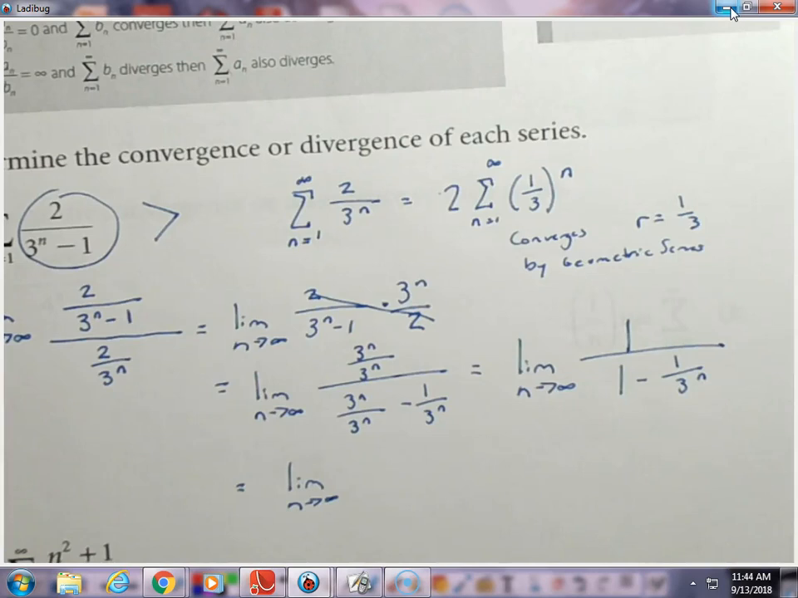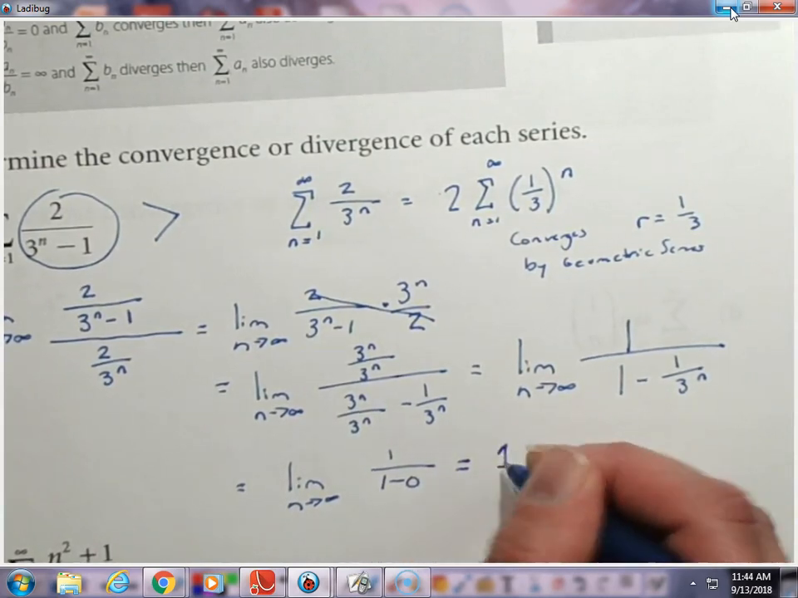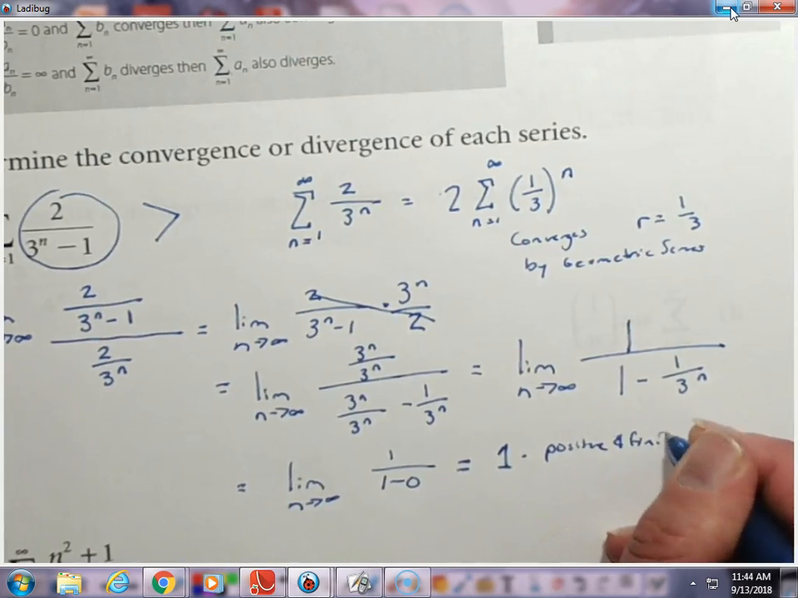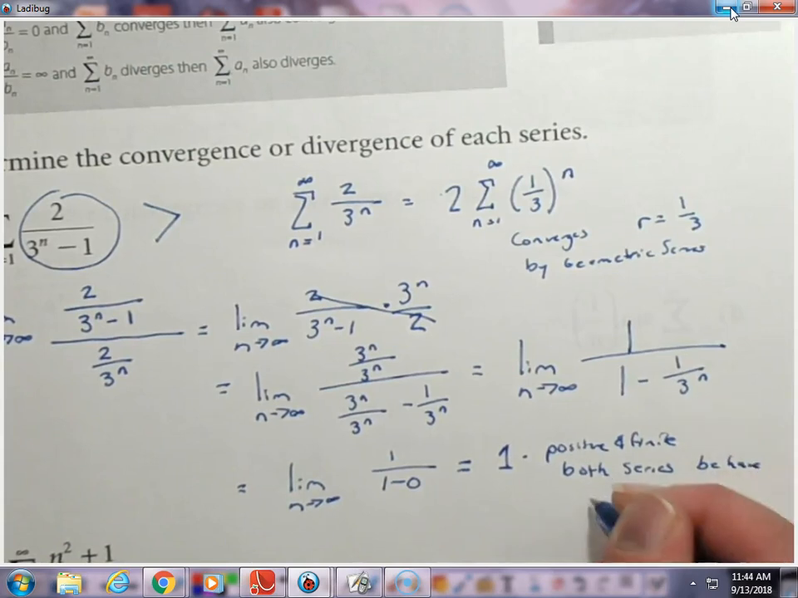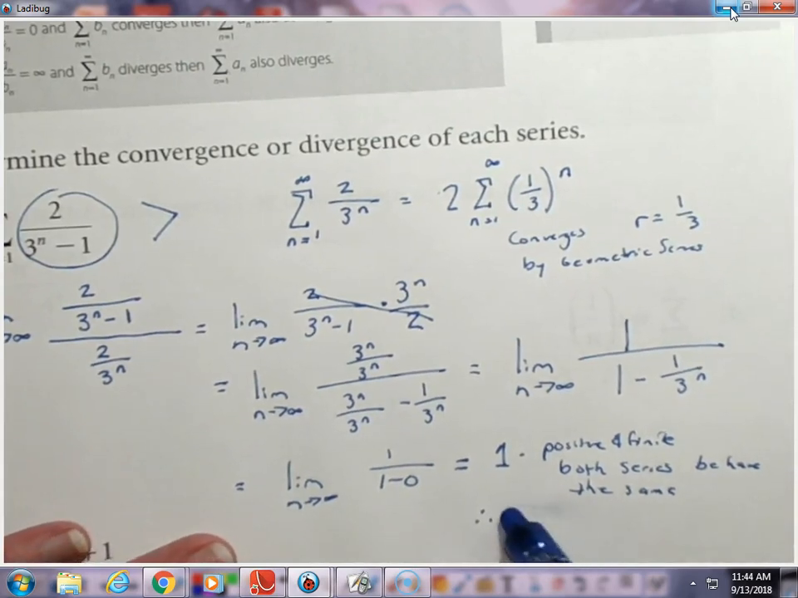Alright, so here we go. I divided each term by 3 to the n. So these canceled. What happens as n goes to infinity here? That goes to 0. So you get 1 over 1 minus 0. And as n goes to infinity, that just goes to 1. So this is positive and finite. So both series behave the same, which is what we were comparing to converge, so therefore our series converges. I'm just going to say series converges.